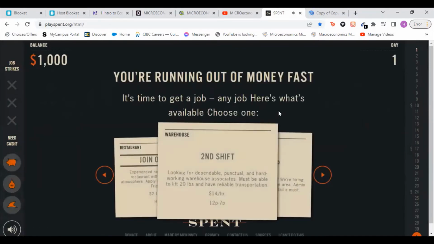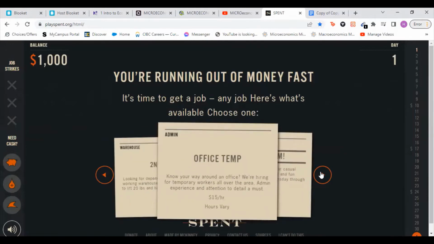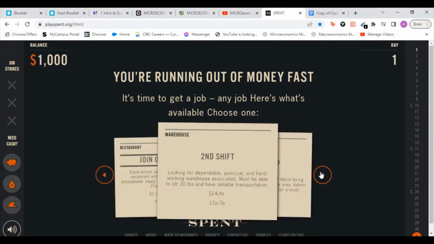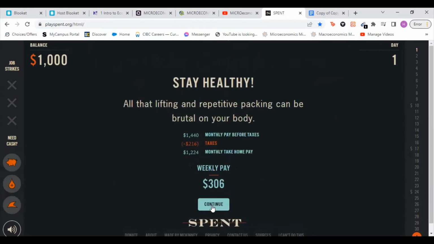So if you're in this game, you have three choices of work. You could either be a warehouse associate at $14 per hour, a waiter for $2.13 per hour plus tips, or an office temp at $15 per hour. Which job would you select? Probably warehouse. Excellent. Thanks, Caesar.